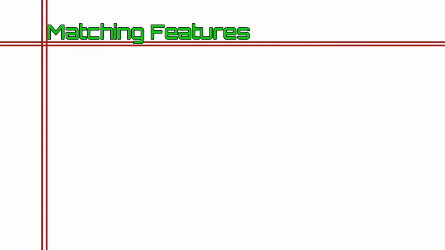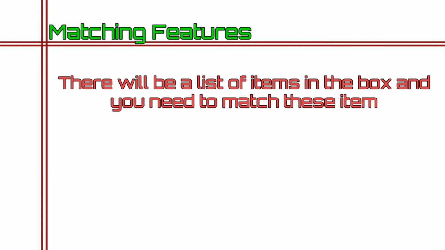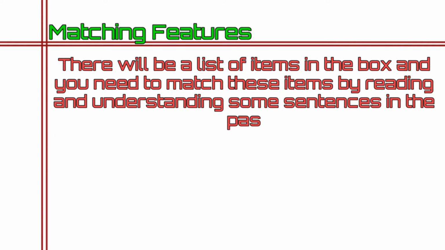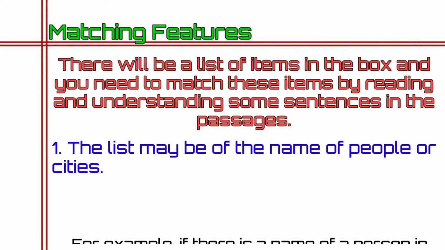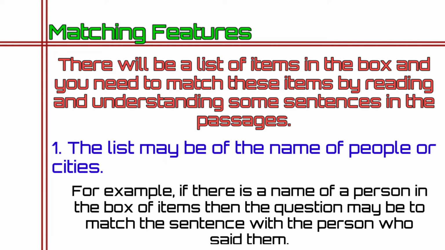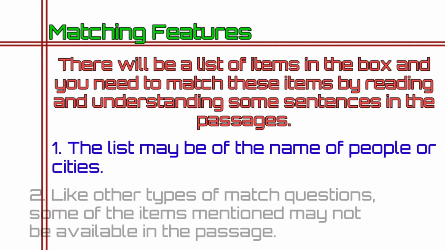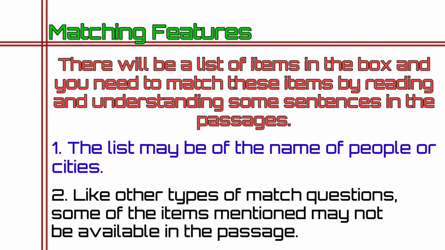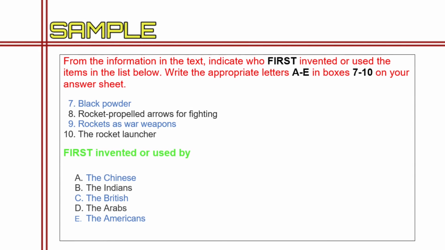Thirdly, matching features. In this type of question, there will be a list of items in the box, and you need to match these items by reading and understanding some sentences in the passages. The list may be of the names of people or cities. For example, if there is a name of a person in the box of items, then the question may be to match the sentence with the person who said them. Like other types of matching questions, some of the items mentioned may not be available in the passage. So, to save time, read the passage before answering each question. Here is a sample matching features question.